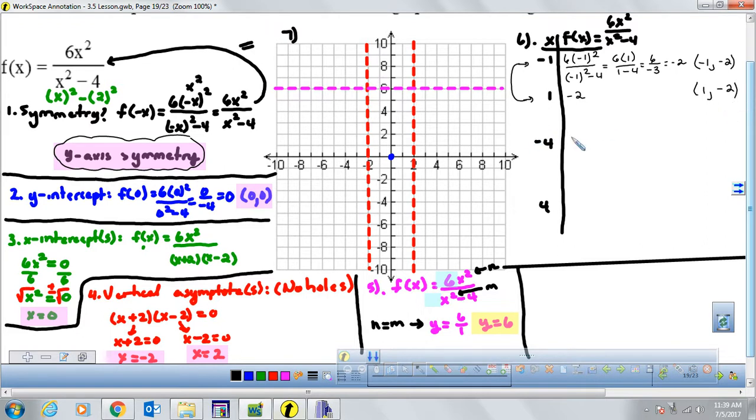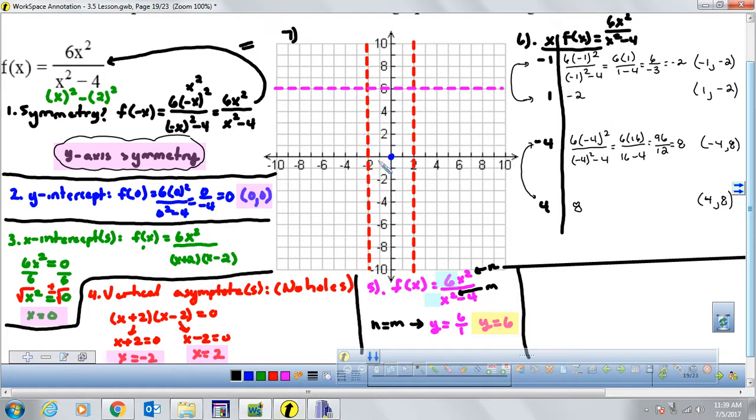The next one, let's do -4. 6 times -4 squared divided by -4 squared minus 4. So -4 squared is 16. So it's 6 times 16 divided by 16 minus 4. So we're going to get 96 divided by 12. And that is going to be 8. So when x is -4, y is going to be 8. Also, that means that when x is +4, it should be the same thing. That should also be an 8. We don't need to do it. So that would be +4 comma 8. So let's graph those points so we can finalize the graph.